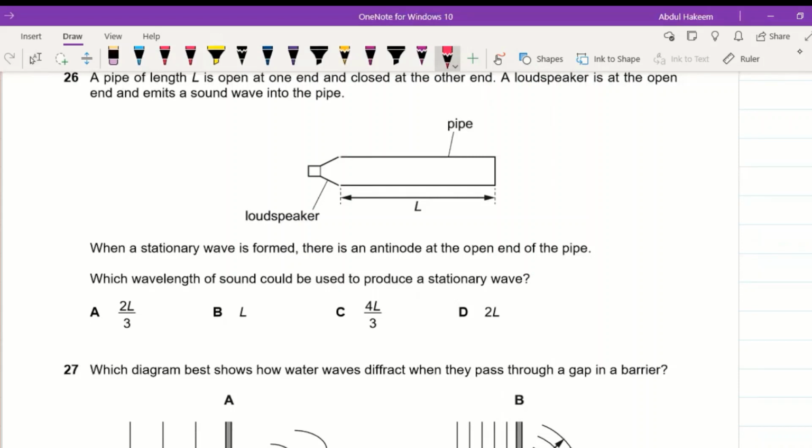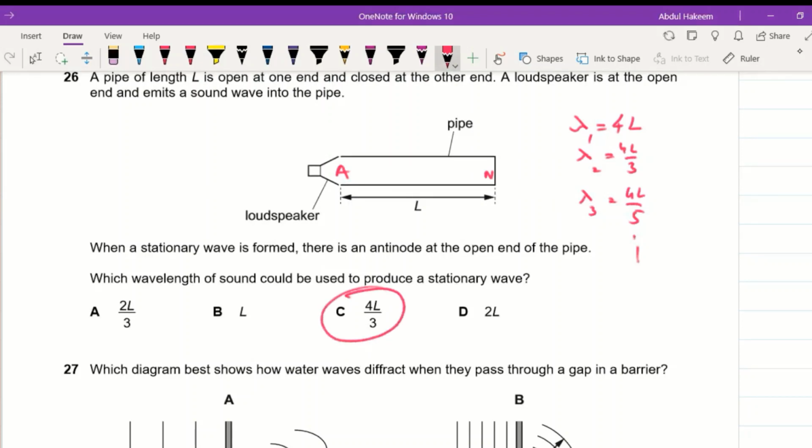Look, the open end has an antinode, then the closed end has a node, and we have done in the theory that in this pipe, which is closed at one end and open at the other, the first loud sound will be when the wavelength is 4L, and the second will be when the wavelength is 4L by 3, and similarly the third, 4L by 5, so 4L divided by the odd number. So the answer is coming as 3.